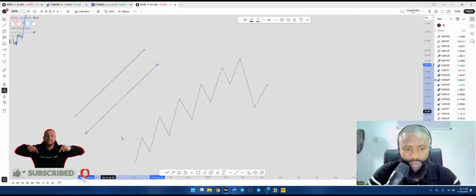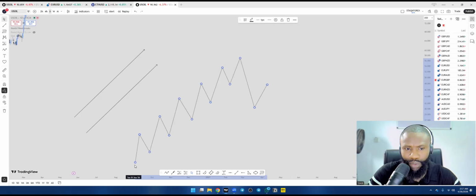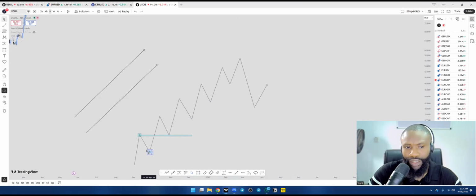Now we have something like this on the daily time frame, which is push phase, pullback, push phase, pullback, push phase, pullback. What we are looking at is when the price breaks the previous high, which is this. This is the previous high. Then the pullback happens, and the pullback ends here. The moment the pullback ends here, we are expecting a push to the upside.